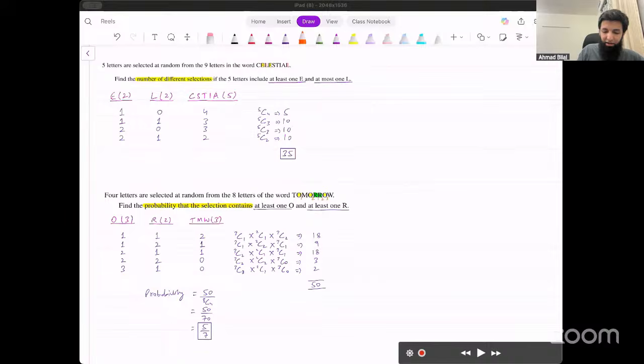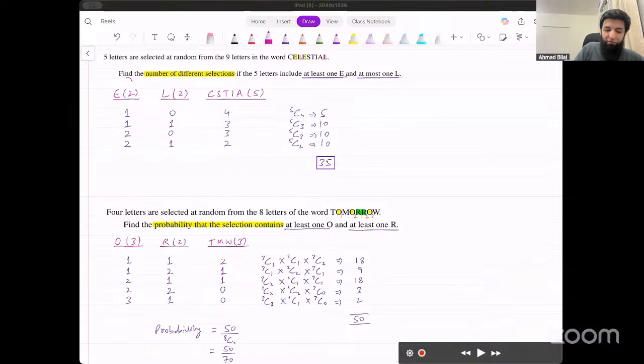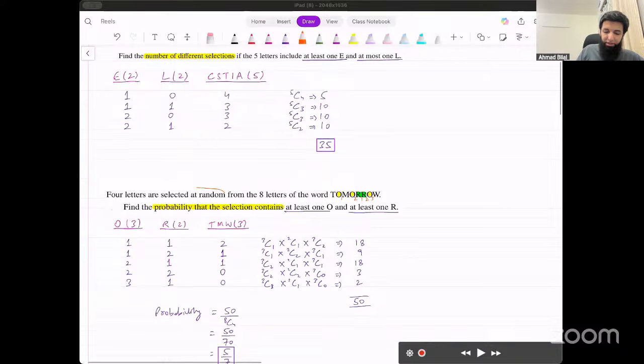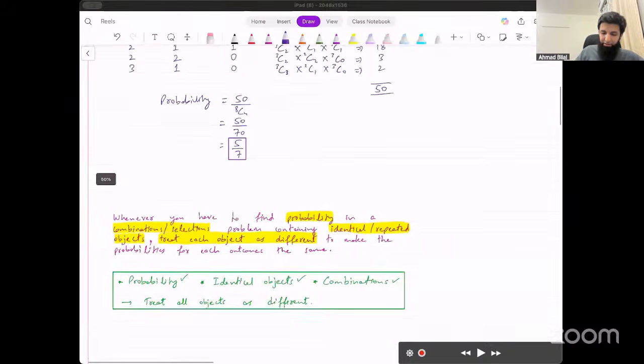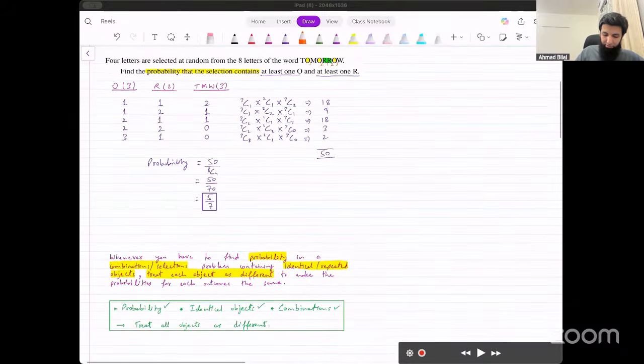Whenever in combination questions, they ask you to find the number of possible selections, in that case, if you have any identical letters, you are not going to do any selections from them. So for example, if you have two E's, you're not going to say 2C1 for this. If you have two L's, if you want 0 L in a particular case, you are not going to do 2C0 in this case. However, when you are finding probability in these combination questions, the condition for that is these three things should be happening together. It should be a probability problem, there should be some identical objects, and it should be a selections problem.